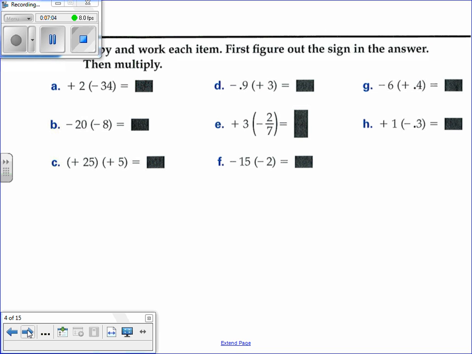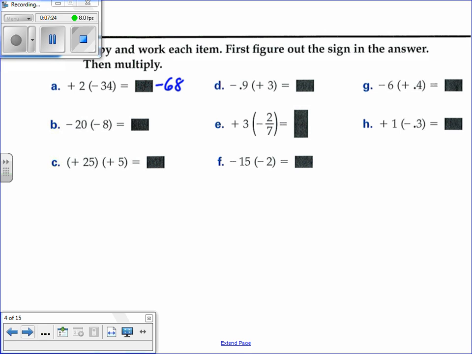So for letter A, I've got positive 2 times negative 34. Well, a positive times a negative is going to be a negative. The signs are different. My answer is going to be negative. And then 2 times 34 is 68. So our answer is negative 68.